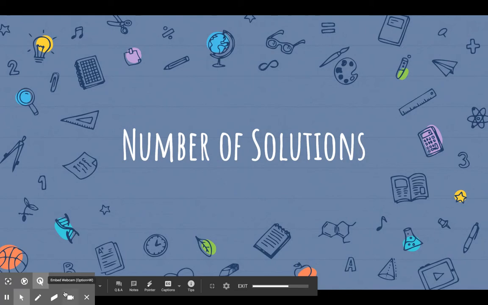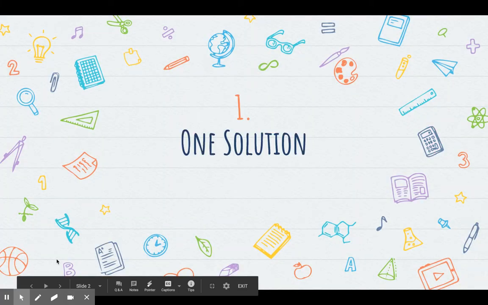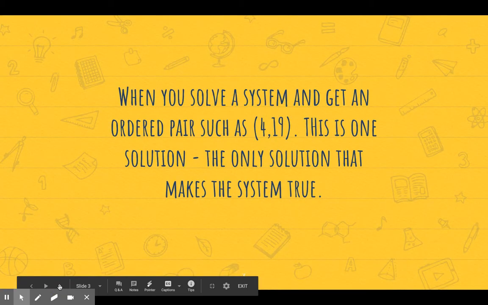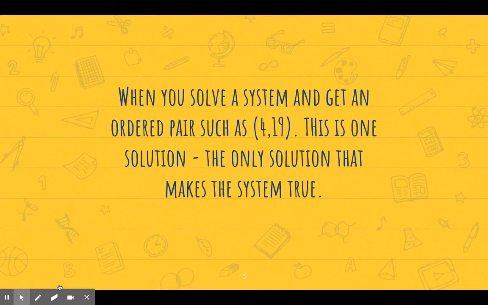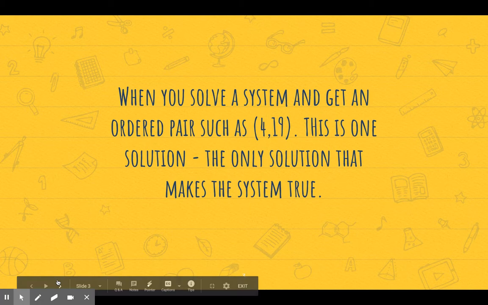Number of solutions. So typically there's one solution. When you solve a system and get an ordered pair like (4, 19), this is an example of one solution. It's the only one that makes the system true.